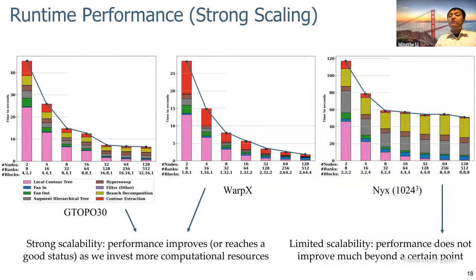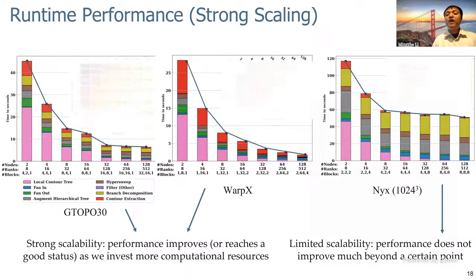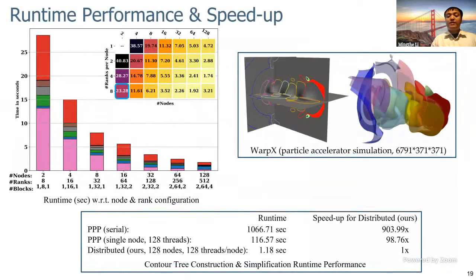This is the general strong scaling plot for our runtime performance. It shows the runtime as we increase the number of nodes and ranks for 3 datasets. We see that for the GTOPO30 and the WarpX dataset, the scalability is strong since the runtime keeps decreasing or reaches a minimal number as we invest more nodes for the computation. In comparison, the scalability for the next dataset is somewhat limited, as the performance does not improve much beyond a certain point. We want to highlight the performance on the WarpX dataset.